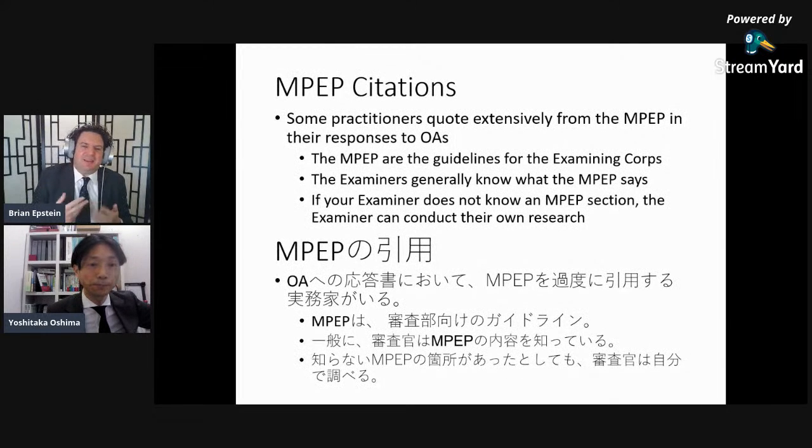So I guess the easiest way to begin is by focusing on the MPEP citations. One thing that I've heard from examiners is that some practitioners quote extensively from the MPEP in their responses to office actions. And the MPEP, of course, includes the guidelines for the examining corps. And the significance of that is that the examiners generally know what the MPEP says. They're required to know. They're taught that the rules in the MPEP are how they should conduct examination of patent applications.